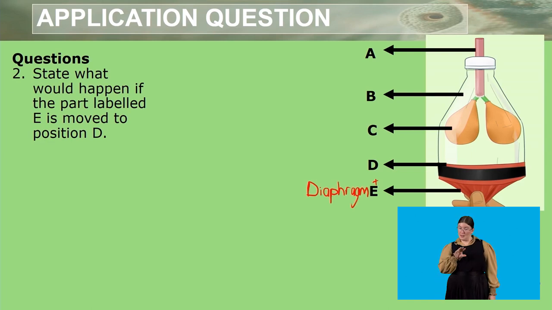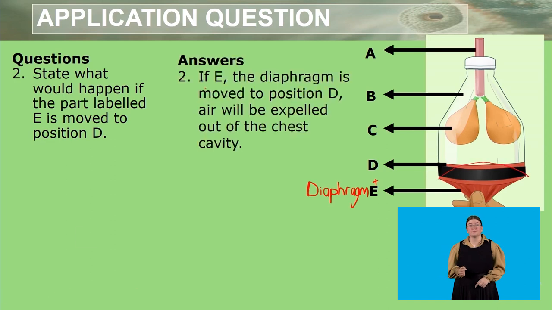So this question is asking, what is happening in the respiratory system when the diaphragm moves up or just curves like that? And the answer for that question would be, if E, the diaphragm, is moved to position D, air will be expelled out of the chest cavity. By now, we do know that when the diaphragm pushes up to form a more dome shape, air is being expelled out of the lungs.